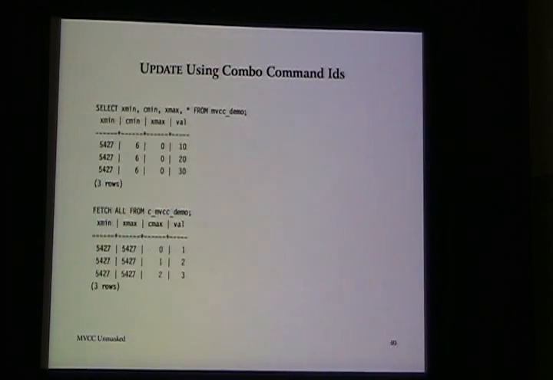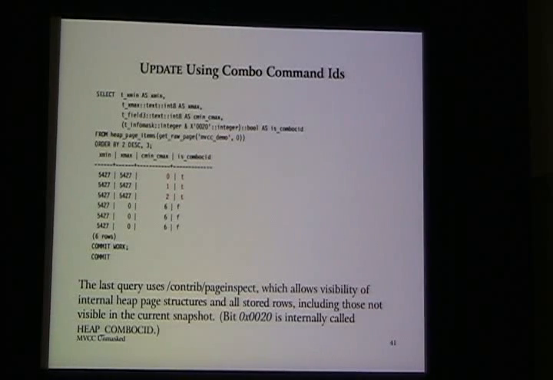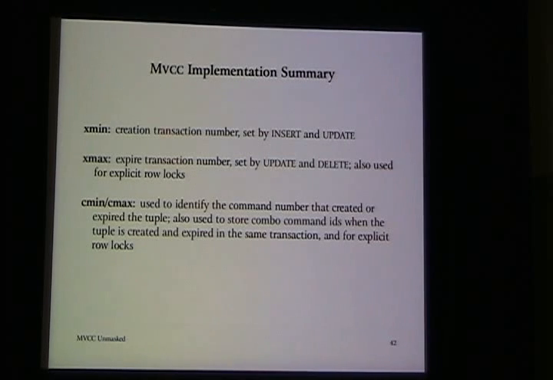Command ID, I'm not going to go into that either. Basically, command ID is used when you have an insert and a delete or an update in a multi-statement transaction. Not tremendously important. So, in summary, Xmin is when we created the row, Xmax is when we deleted it, and that's how visibility works. Those are the 2 things.